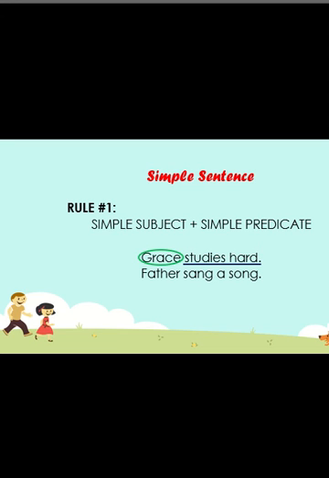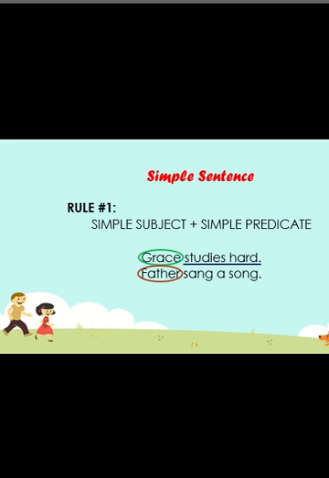Anak, can you read the example? Father sang a song. Okay, very good. So what is the subject in the sentence? Father. Okay, very good. That is father. And the simple predicate in the sentence? What is the simple predicate in the sentence? Okay, very good. That is sang a song.